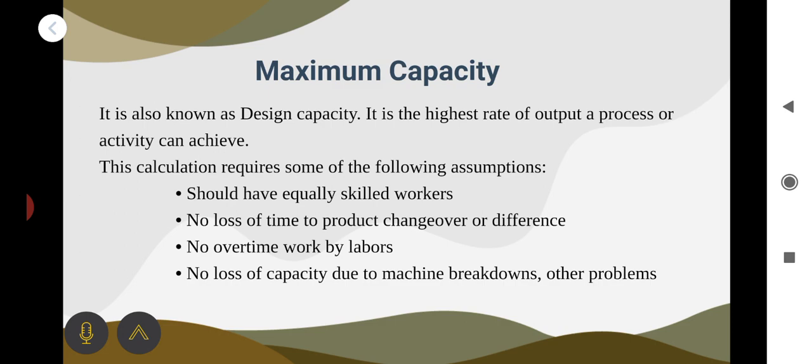This calculation requires some of the following assumptions. We should have equally skilled workers in the organization. No loss of time to product changeover. No overtime work by laborers. No loss of capacity due to machine breakdown or other causes. Based on these assumptions, we can say maximum capacity is the highest rate of output an organization can achieve.